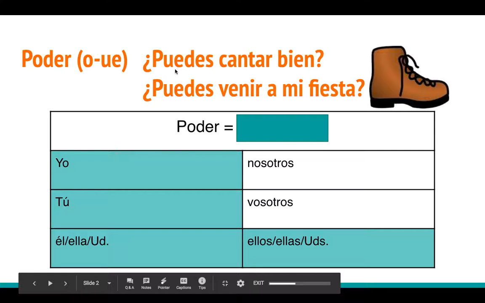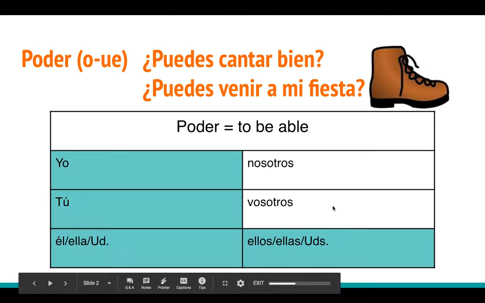Okay, so here are some examples. Puedes cantar bien. Poder means to be able to, or we would say can you, puedes, can you sing well, puedes cantar bien. Este ejemplo, puedes venir a mi fiesta. Can you come to my party? And we often call these boot verbs because this change occurs in just these forms, which sort of has a boot shape. Now, outside of the boot, where it's white, there is no change, and there's just a normal conjugation.